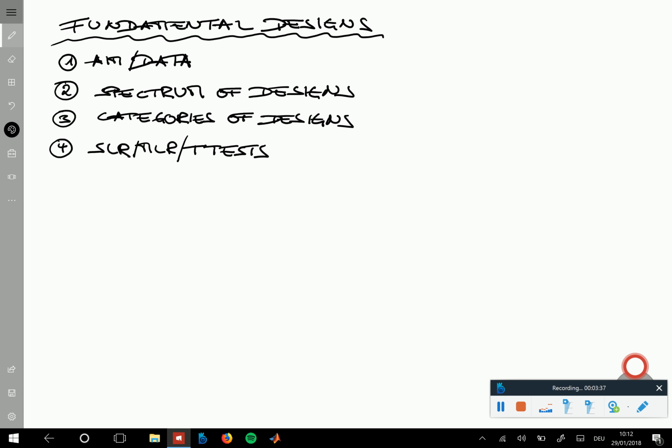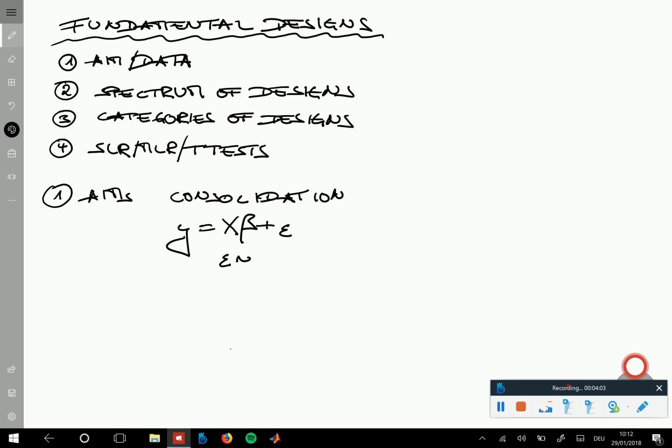The aim of this whole fundamental design session is now to consolidate and apply essentially what you have learned. So we've talked at length about the fundamental equation of the GLM, and we've seen two examples always for designs. So do you remember which kind of designs we looked at previously and what it meant to look at a design?